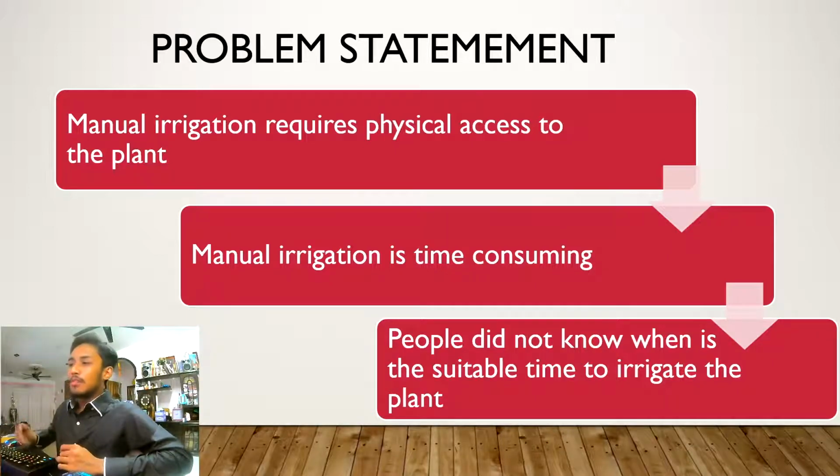And lastly, people do not know when is the suitable time to irrigate the plant. For example, you just water the plant day and night, but actually the plant does not need water during the night. Maybe the plant needs water during the evening or maybe in the afternoon. People do not know about it.